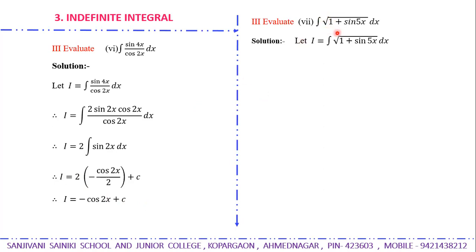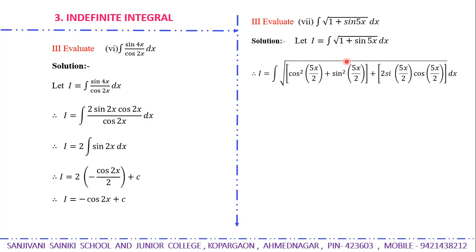Now integral of root 1 plus sine 5x. Here this sine 5x can be written as sine of 2 into 5x by 2, so that I will use the formula sine 2 theta is 2 sine theta cos theta. So sine 5x, I will write as 2 sine 5x by 2 into cos 5x by 2. Then I have to write this 1 as sine square 5x by 2 plus cos square 5x by 2. Here I will get a plus b whole square, a square plus b square plus twice ab.